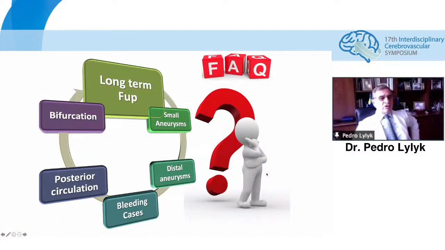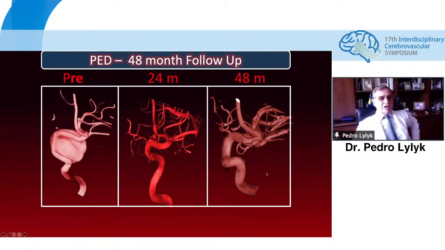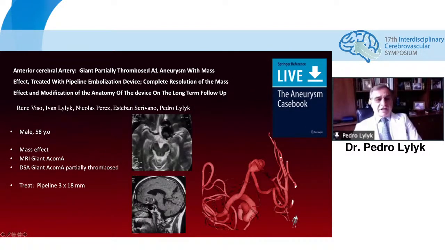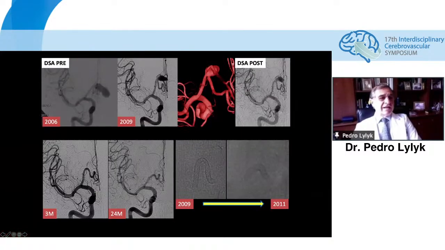Do we have long-term follow-up? Yes, we have. I will show you some cases. This is how stable the treatment is, 2 years right after. This is another case, a giant aneurysm. Here you see only the lumen of the aneurysm. You see how big, with a lot of mass effect. We implanted a small Pipeline 3x18 at that time. You see how the mass effect went down.